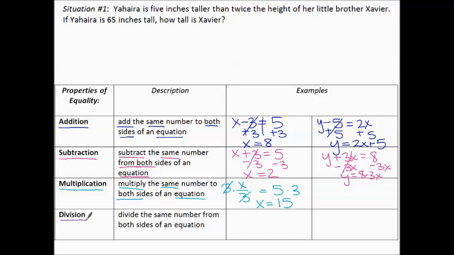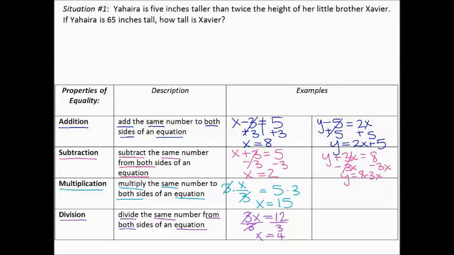Finally, my division property of equality says that I can divide both sides of an equation by the same number. What I do to one side, I have to do to the other, just as I've done before. So an example here would be if we saw 3 times x is equal to 12. I would divide both sides of my equation by 3. My 3's, again, inverse property canceling. X equals 12 divided by 3 is 4.